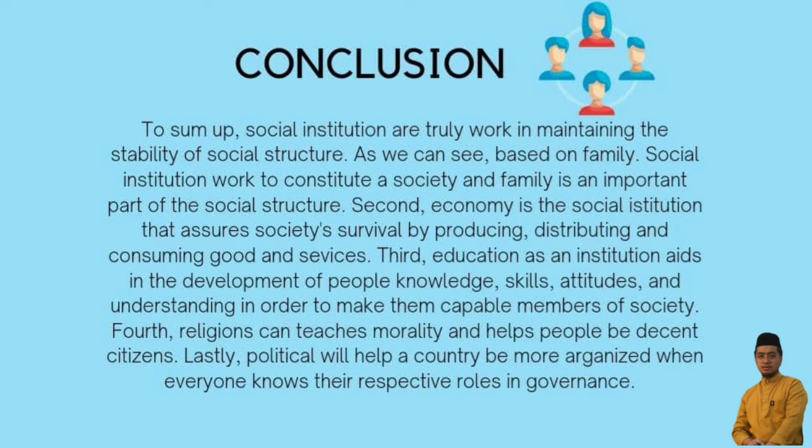Conclusion. To sum up, social institutions truly work in maintaining the stability of social structure. As we can see, the family is a social institution that works to constitute a society, and it is an important part of the social structure. Second, the economy is the social institution that assures society's survival by producing, distributing, and consuming goods and services. Third, education is an institution that aids in the development of people's knowledge, skills, attitudes, and understanding in order to make them capable members of society.